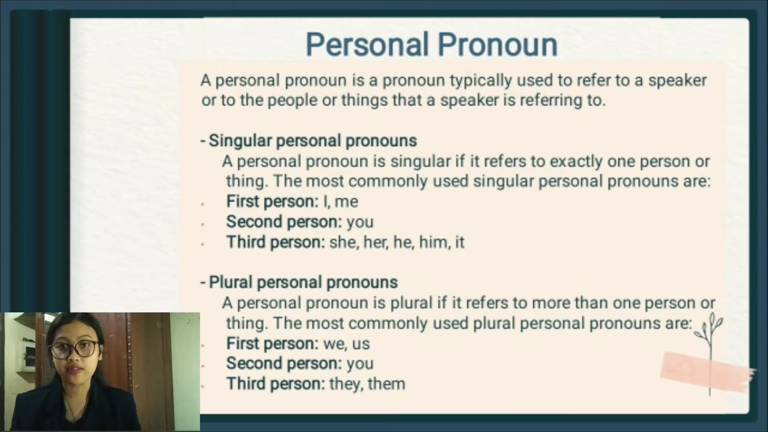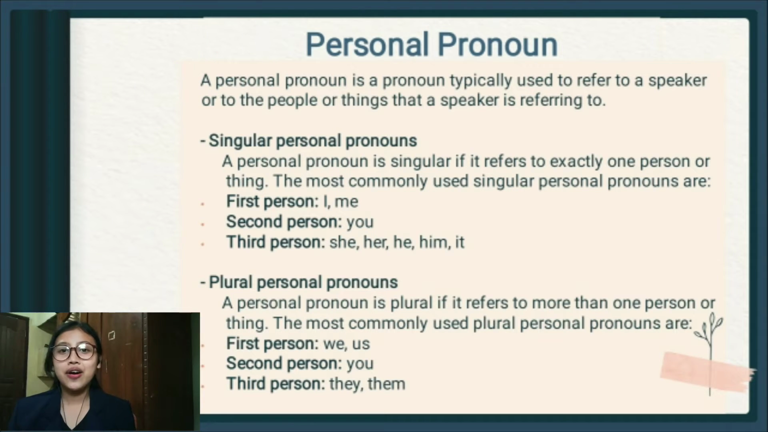A personal pronoun is a pronoun typically used to refer to a speaker or to the people or things that a speaker is referring to. Like the other pronouns, personal pronouns only replace nouns and not other parts of speech, like verbs or adjectives. Besides that, we can use personal pronouns to refer to a single person or thing, or many people or things. There are two types of personal pronouns. They are singular and plural pronouns.